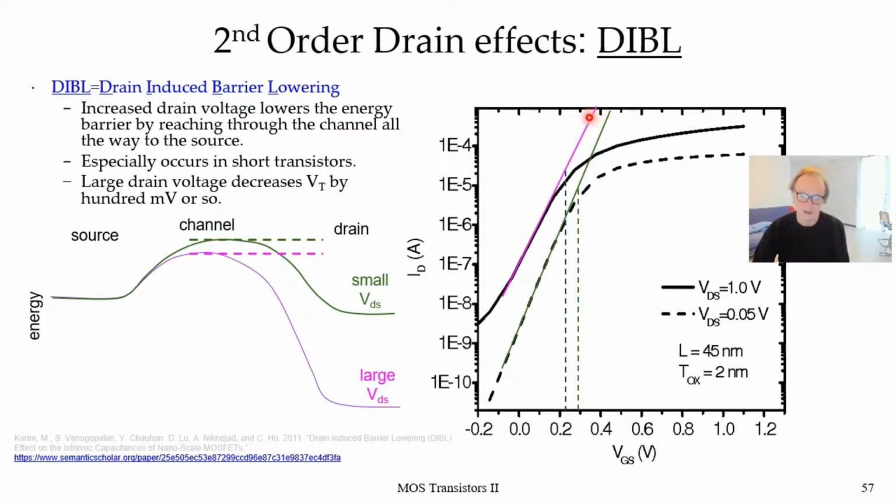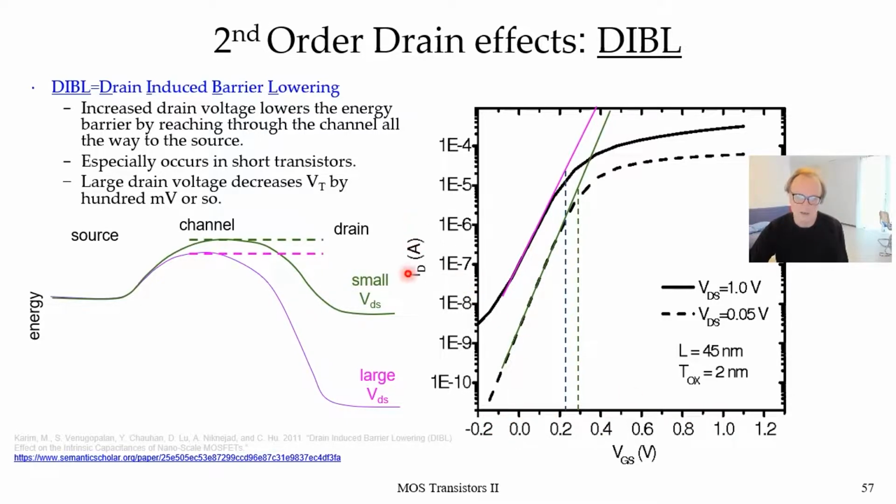And so you can observe this effect in this 45 nanometer process with an oxide thickness of 2 nanometers for two different drain source voltages, 1 volt and 50 millivolts. Here is the gate source voltage, ranging from 0 up to about 1.5 volts.